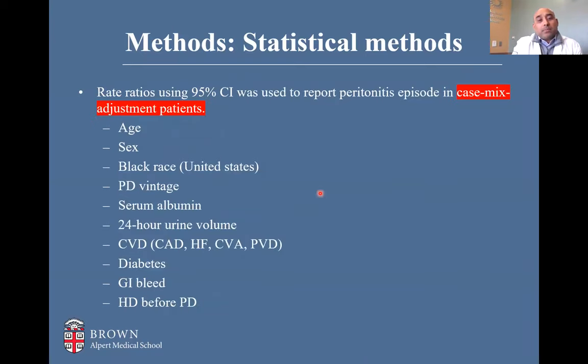Next is case mix adjustment. This is the stratification that was done for the patient. And again, rate ratio of 95% confidence interval, stratified by age, sex, Black race in the United States, PD vintage, serum albumin, 24-hour urine volume, if they did or did not have cardiovascular disease, diabetes, GI bleed, and if patients were on hemodialysis before starting PD.